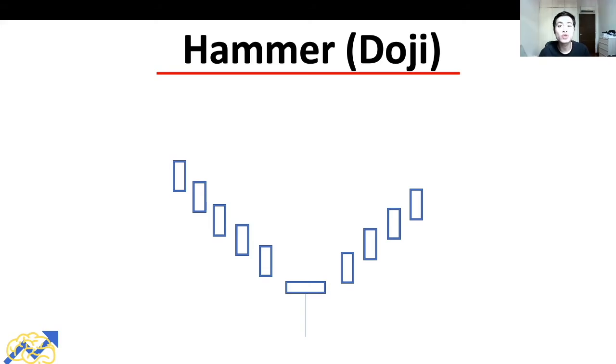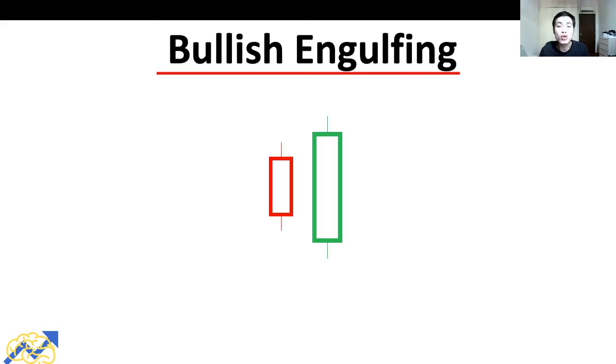Next, we'll take a look at some 2 candlestick patterns. The first is the bullish engulfing pattern. For a bullish engulfing pattern, we want to see 2 candlesticks. The first candlestick must be a bearish candlestick and the second candlestick must be a bullish candlestick. The body of the bullish candlestick, or the second candlestick, must be larger than the body of the bearish candlestick.